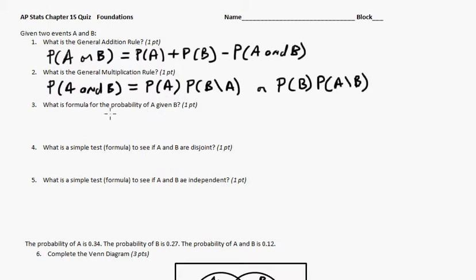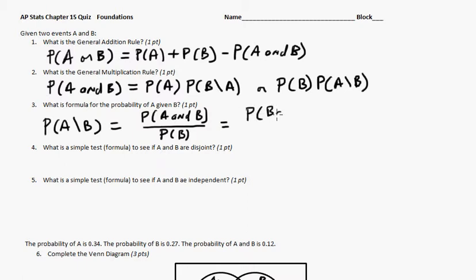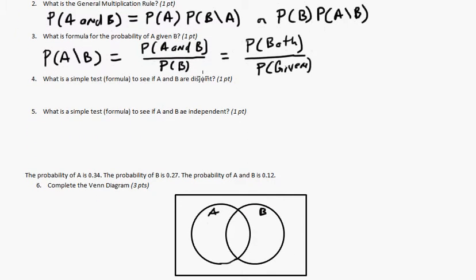Okay, so speaking of conditional probability, here's one. The probability of A given B is equal to the probability of A and B, so the overlap, divided by the probability of B. B is the given in this case, so another way to think of it is the probability of both occurring divided by the probability of the given. Okay, sometimes this helps.